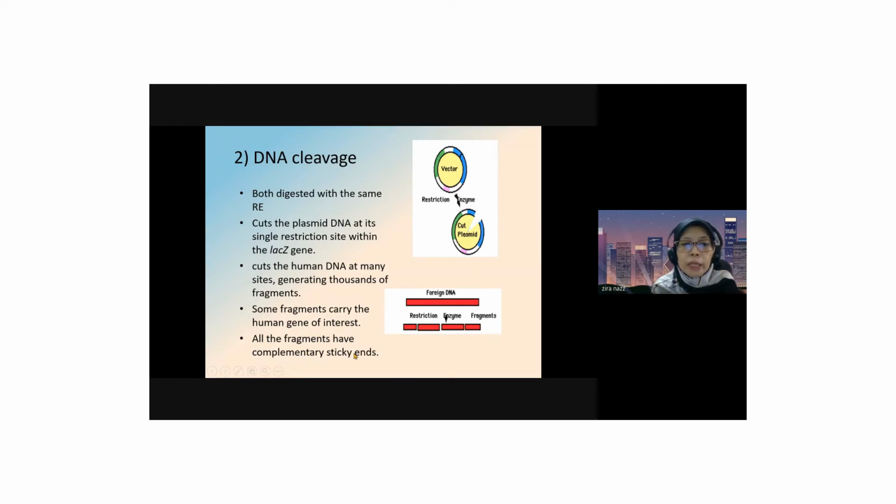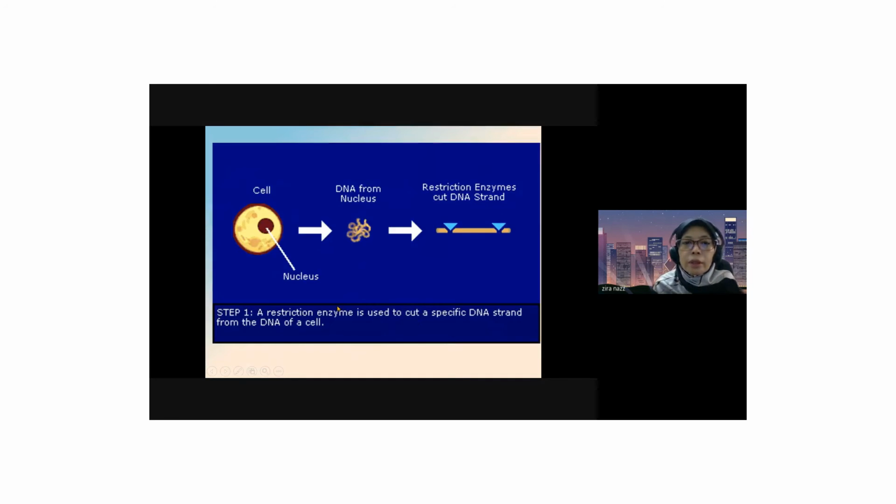So all the fragments have complementary sticky ends. So these are the steps. The restriction enzyme is used to cut a specific DNA strand from the DNA of a cell. Okay, so this is the cell, and this is the DNA from the nucleus. So we extract the DNA from the nucleus, and we have this. They're going to have restriction enzymes that cut the strands. And here you can see that there are a few sites of RE, not just one site of RE. So it will produce multiple fragments of DNA.